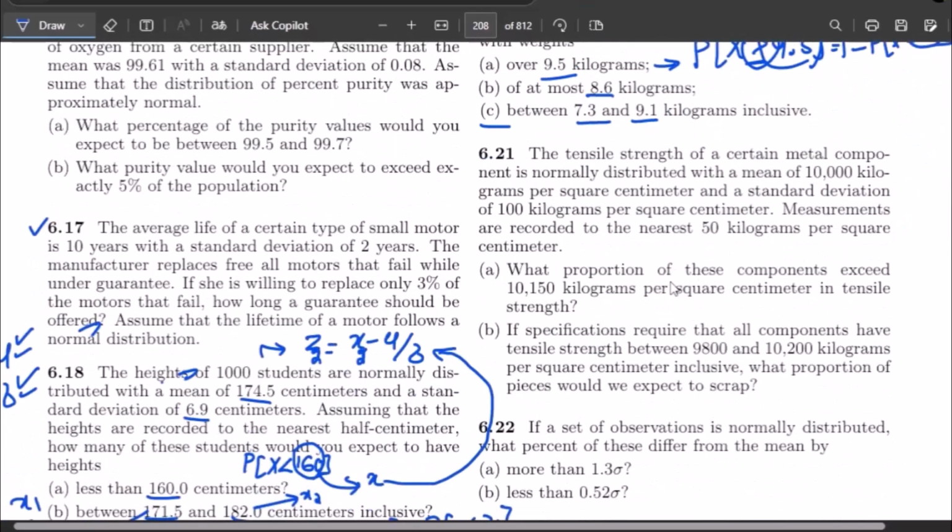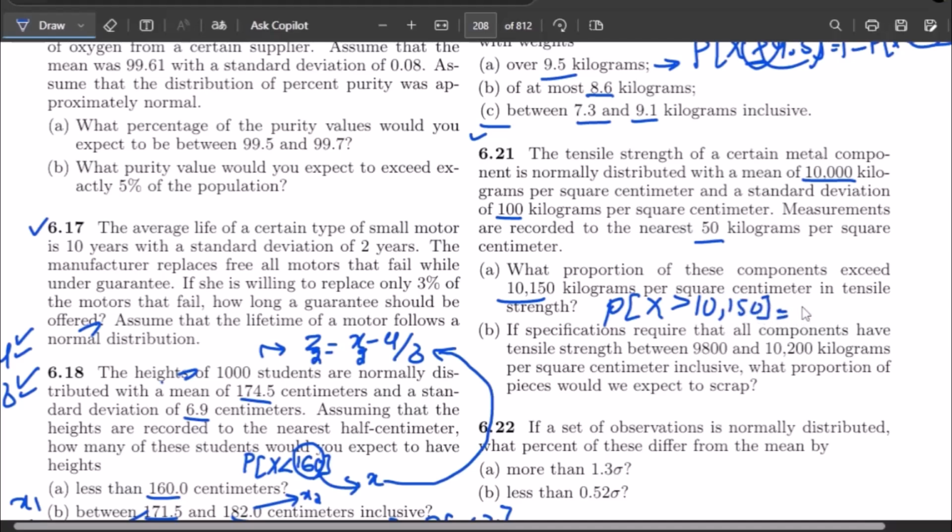In question 6.21, the tensile strength of a certain metal component is normally distributed with the mean of this per square centimeter and the standard deviation of 100 kilograms per square centimeter. Measurements are recorded to the nearest 50 kilograms per square centimeter. Part A is, what proportion of these components exceeds this value per square centimeter in tensile strength? That means x is greater than 10,150.